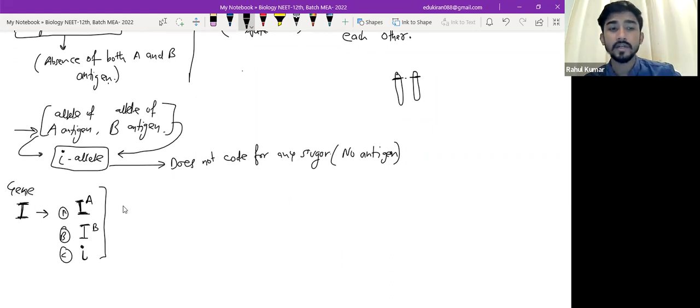So these 3 alleles, write down. IA and IB give rise to slightly different sugars. Okay, everyone?